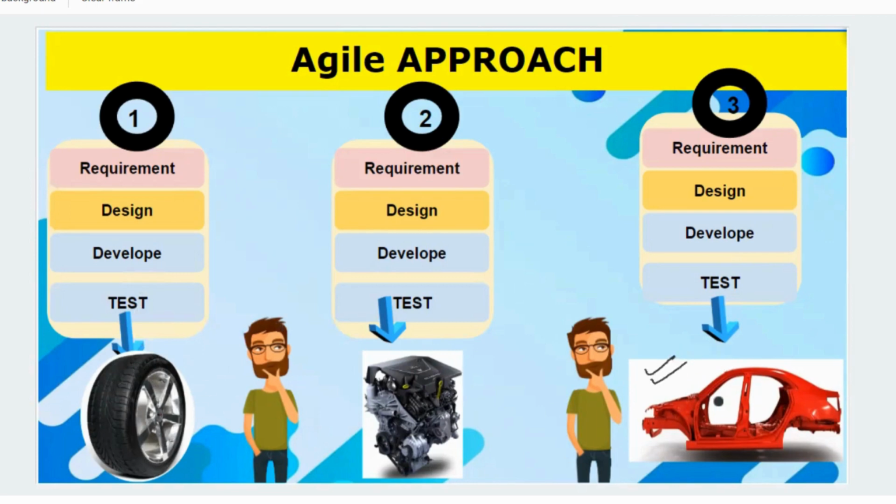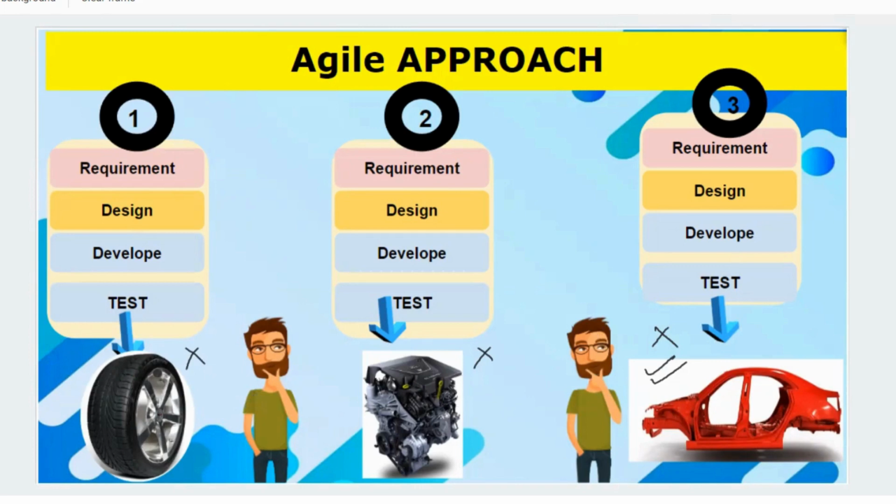In all the sprints we have delivered the car in multiple increments, but the wheels are not usable for the customer, only the engine is not usable for the customer, only the body of the car is not usable for the customer. Such delivery is not favorable for agile, because agile says that in every sprint you have to deliver value.